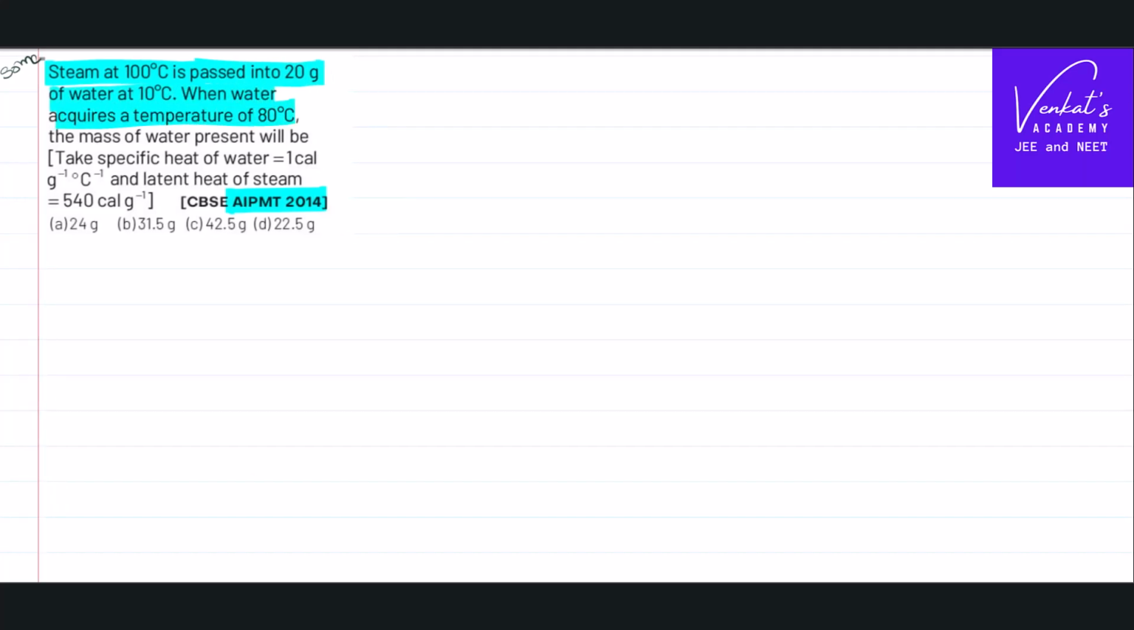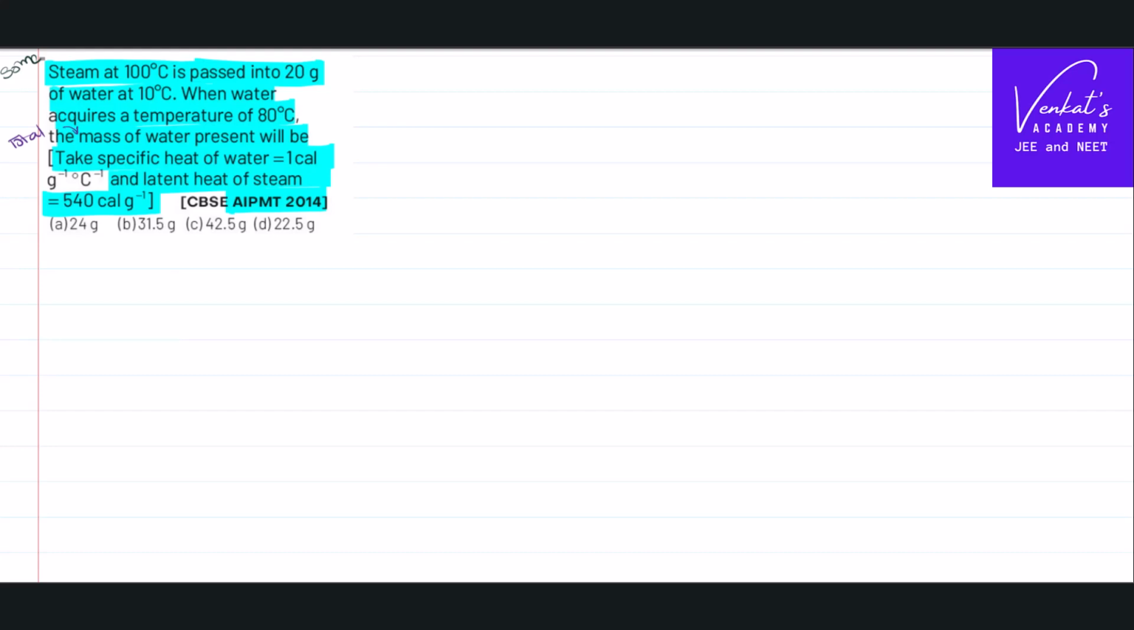The water reaches a temperature of 80. We need to find the mass of the water present. When he says mass of the water present, he means the total mass of the water present. Assume the specific heat of water is 1 calorie per gram per Kelvin and the latent heat of steam is 540 calorie per gram. Well, let's understand a few things here.